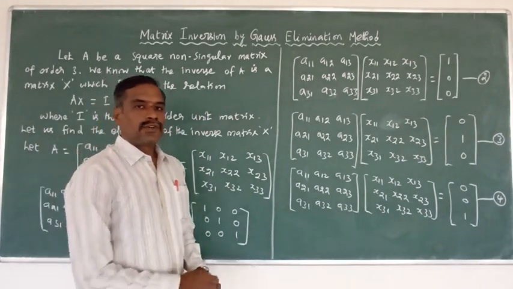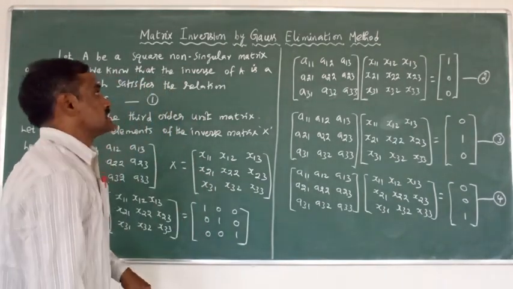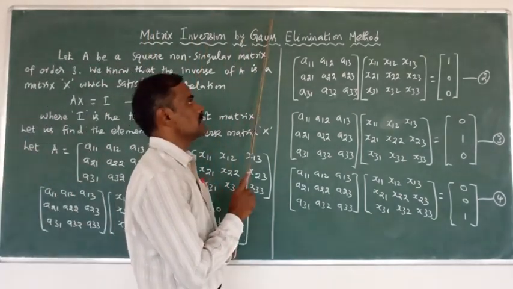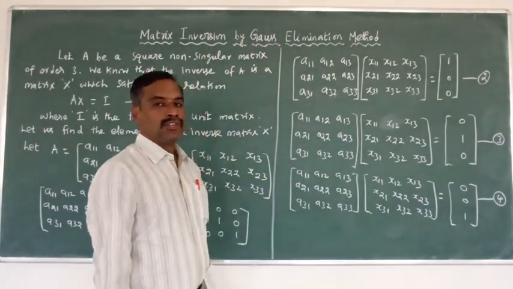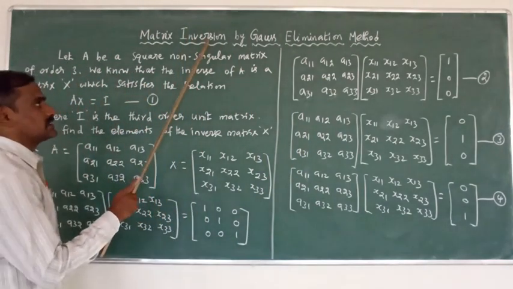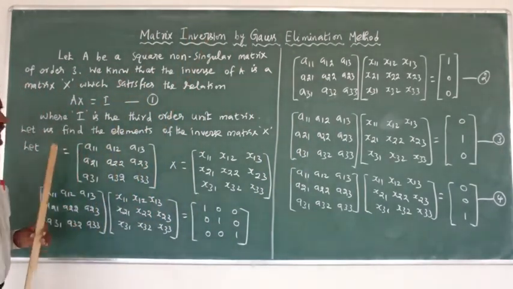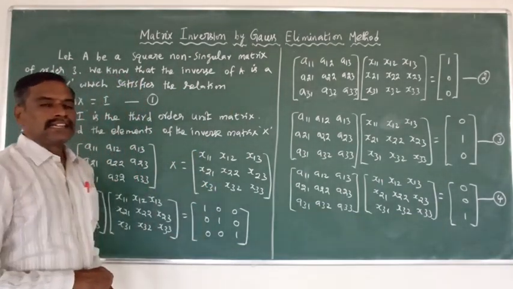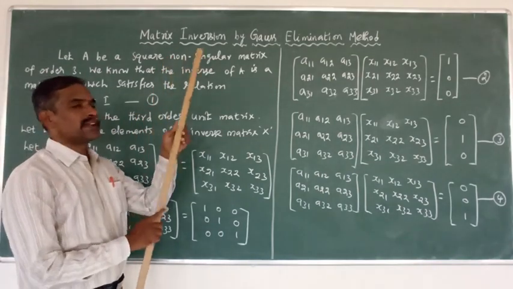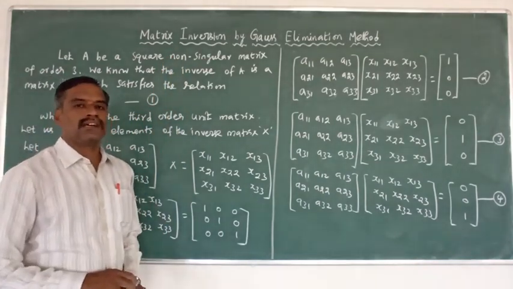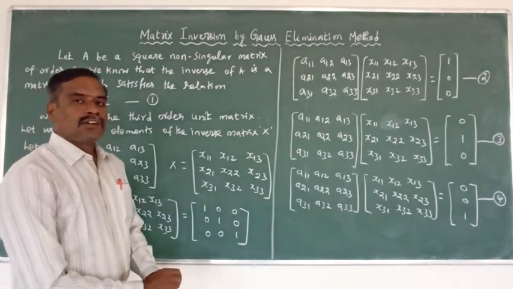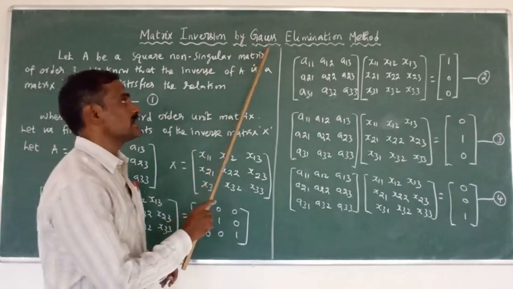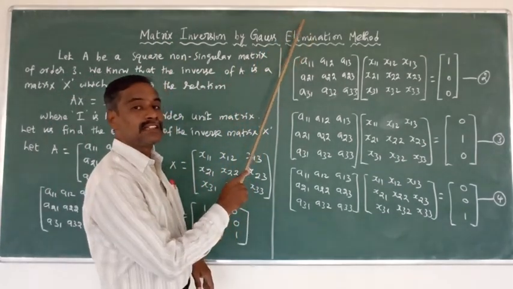Good morning. Today we will discuss matrix inversion by the Gauss elimination method. Matrix inversion. The given A matrix, A, is a 3 cross 3 non-singular square matrix. We have to find the inverse of the matrix by using the Gauss elimination method.